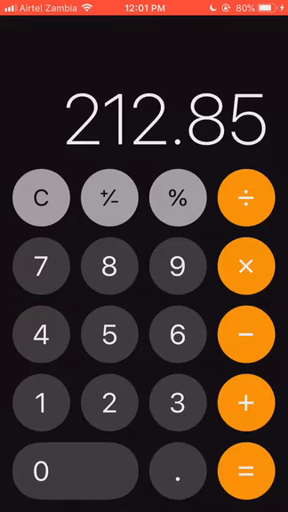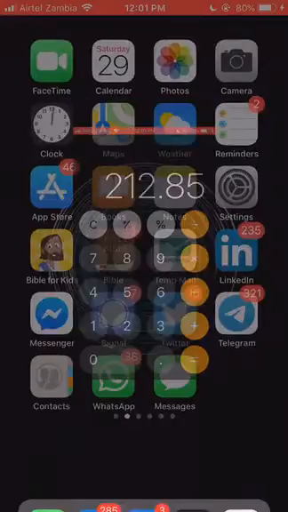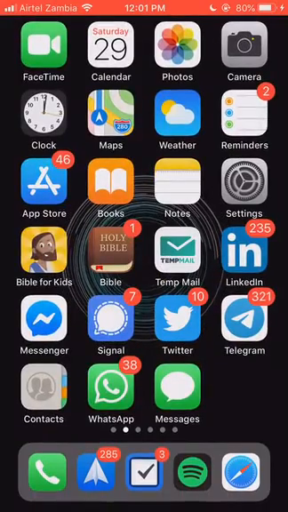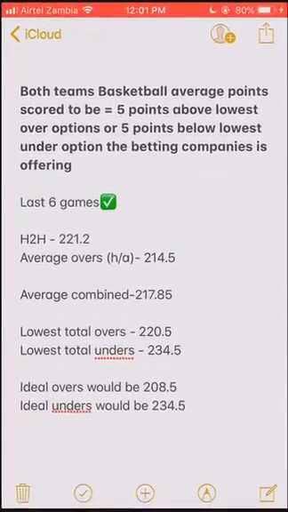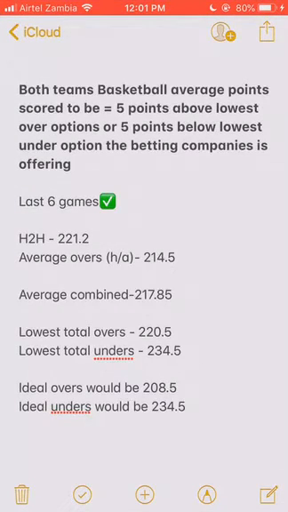I could take a higher option, yes, but there's a lot of other factors. Once you start going for higher overs and unders, there's other factors that you have to take into account. And I don't want you guys to complicate it too much. Betting should be as simple as possible. It's not difficult. There is work involved, but let's make the work as simple as possible. And the ideal unders here would be 234.5, which is already there.